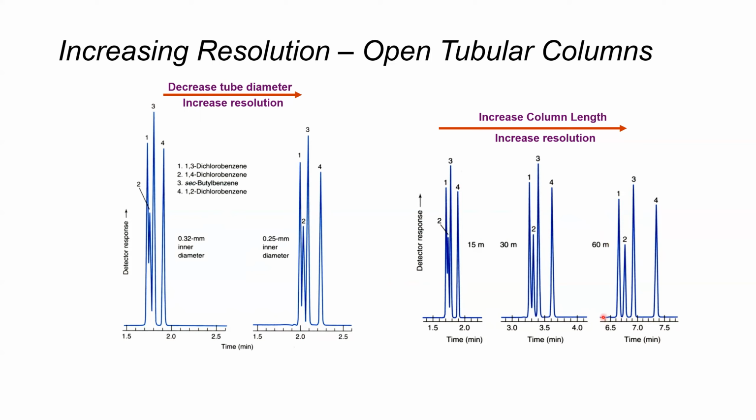However, of course, it comes with the same sort of caveat. The longer your column is going to be, it's going to take longer for your analytes to be eluted through the column. And so you can see that initially, of course, it's under 2 minutes, but as we increase the column length, we have an increase in time.